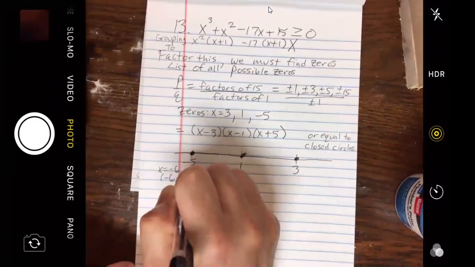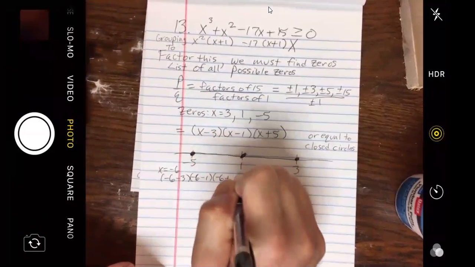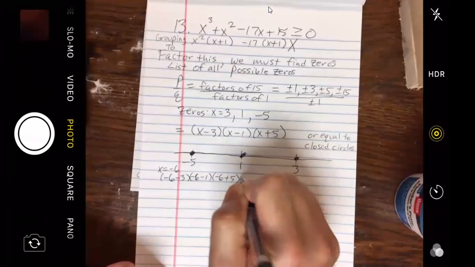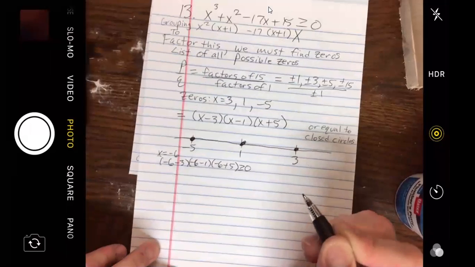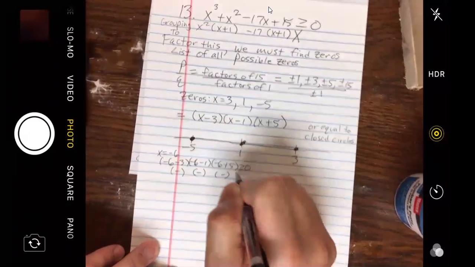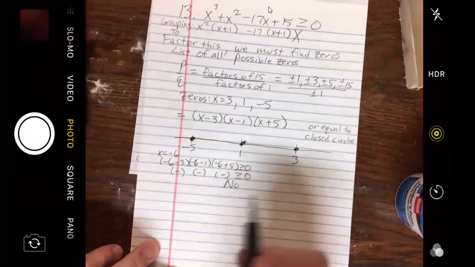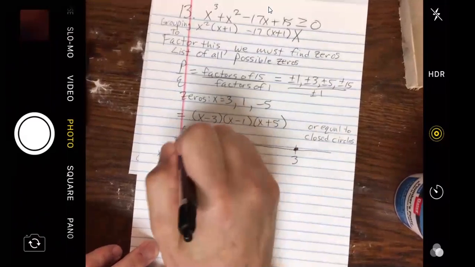Negative 6 minus 3, negative 6 minus 1, and negative 6 add 5. Is that greater than or equal to 0? I hope you can tell it isn't. Negative, negative, negative, greater than or equal to 0? No. Odd number of negatives, it's negative, so that's not greater than or equal to 0. So we're out.